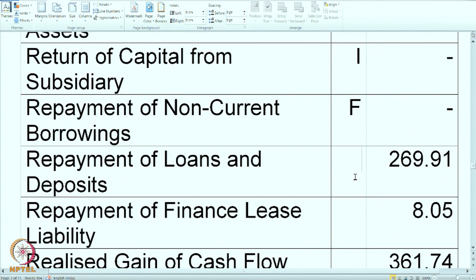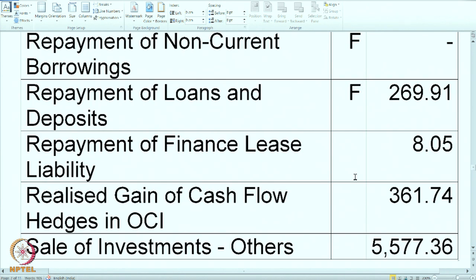Where will it go? So perhaps we have taken loans and deposits and we are repaying it. So we will treat it as F. Repayment of financial lease liability. Financial lease is a type of loan, it's one of the ways of financing the company. So it is F.